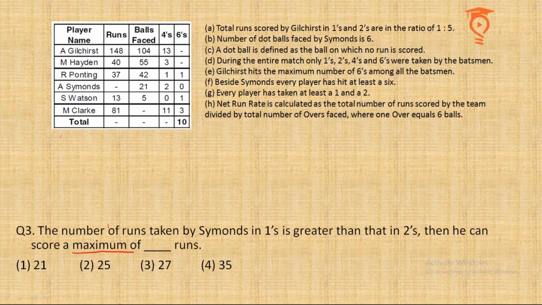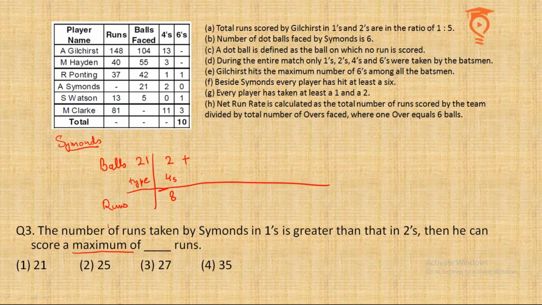We are talking about Andrew Simons in this question. So we first write the number of balls, which is fixed. 21 balls were faced by Simons, and we surely know that he hit 2 fours. That makes 8 runs. 2 fours he has hit for sure, and 6s is 0, so we are not going to talk about it.